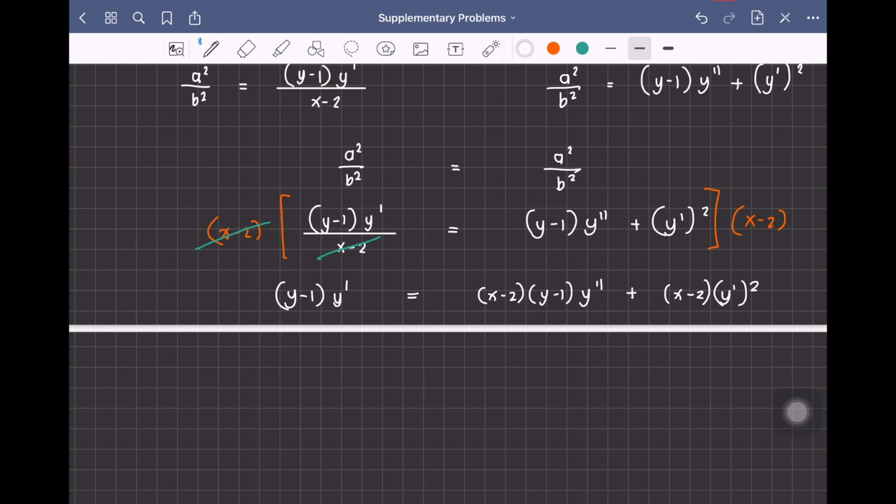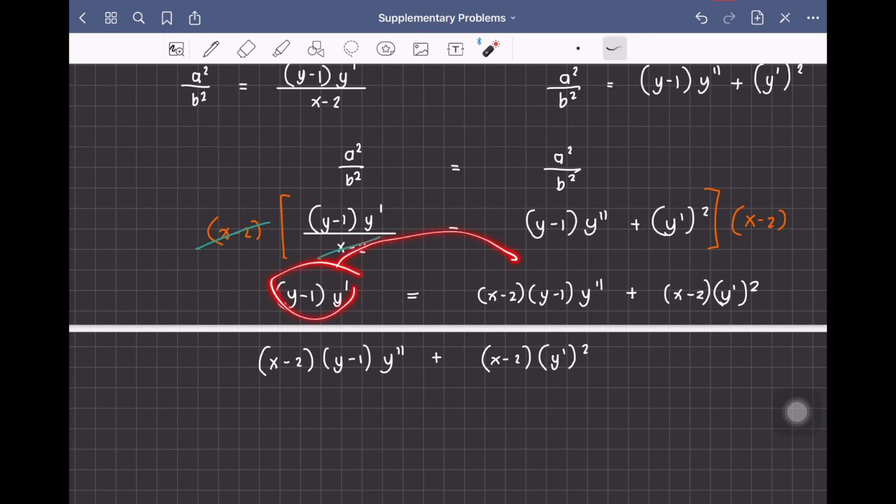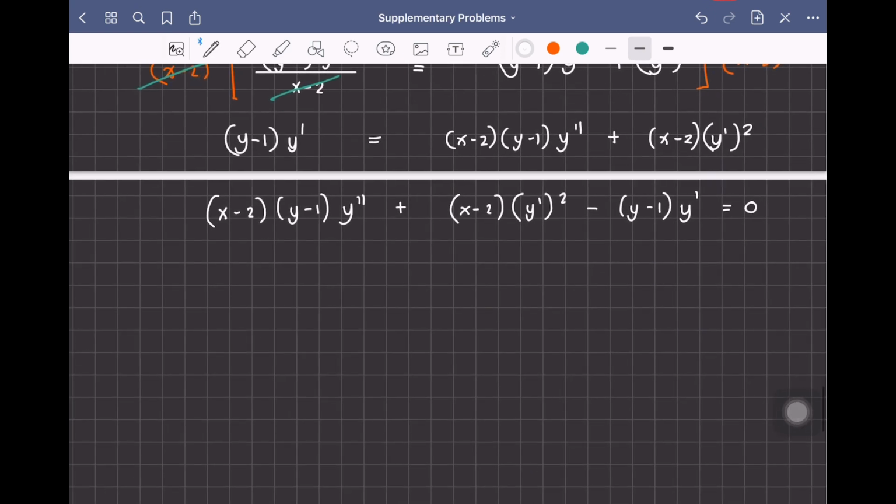Okay. So, in this case, pwede nating i-rearrange to. Let's start with the second derivative. That would be x minus 2 times y minus 1, y double prime, plus, sunod natin si y prime, pero unahin natin yung higher degree. So, plus x minus 2, y prime squared. Okay, and then transpose na lang natin to sa right side. So, minus y minus 1, y prime, equal to 0. So, this equation right here, this is already considered a correct answer.